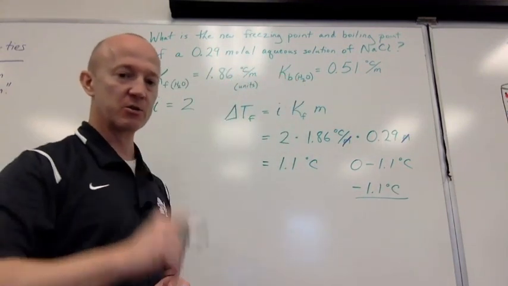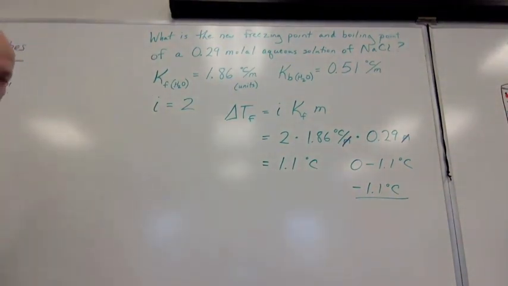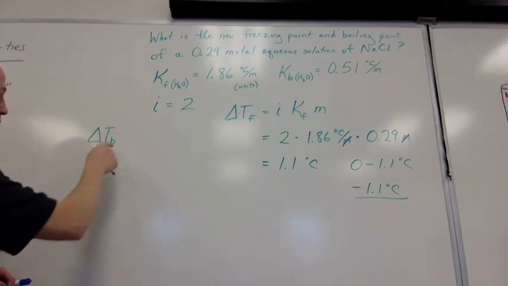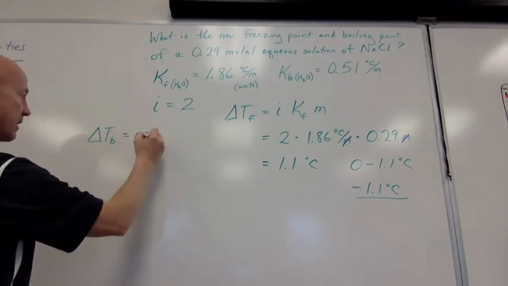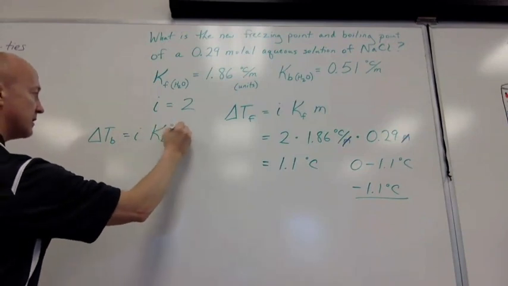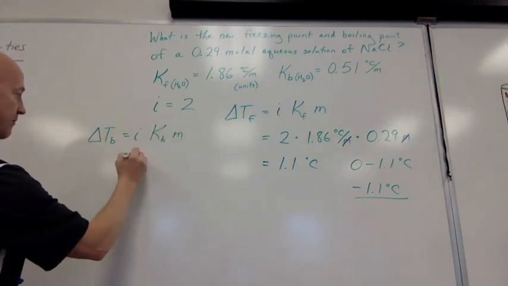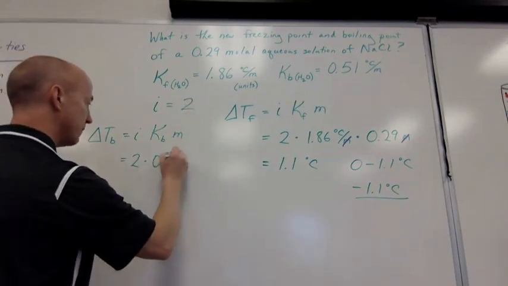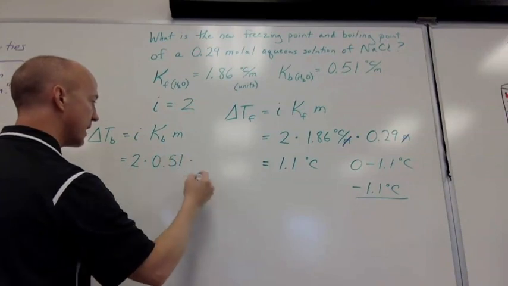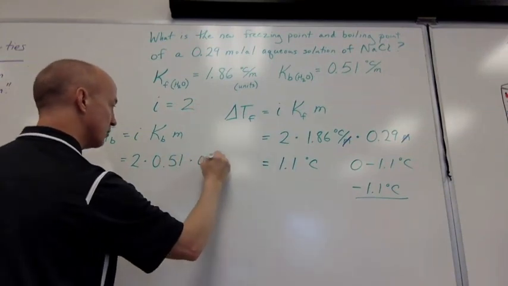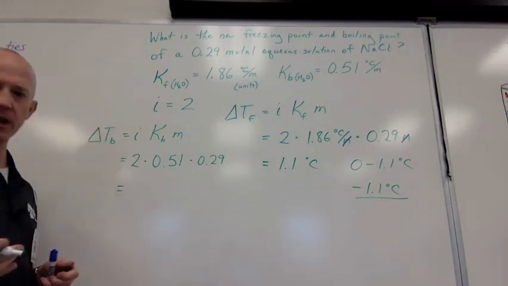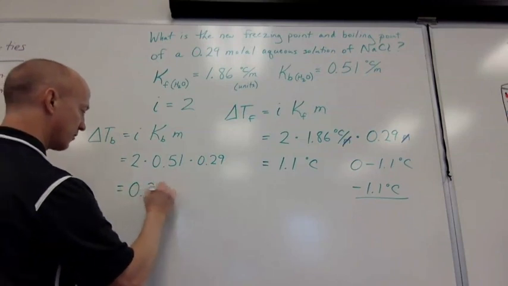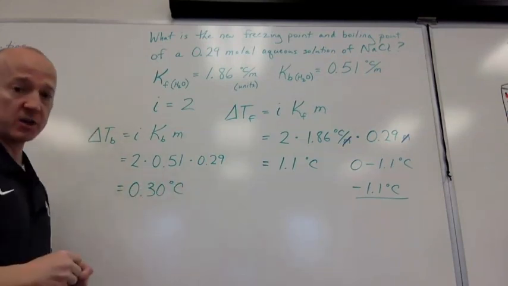All right, let's do the boiling point now. I'm going to move over here a little bit. Our boiling point elevation, the change in the boiling temperature, is equal to, again, Van't Hoff times K times the molality. Van't Hoff factor is 2. The K_b is 0.51. And the molality, again, is 0.29. So we do the math, we get around 0.30, roughly. 0.30 degrees Celsius. Which way is this going?